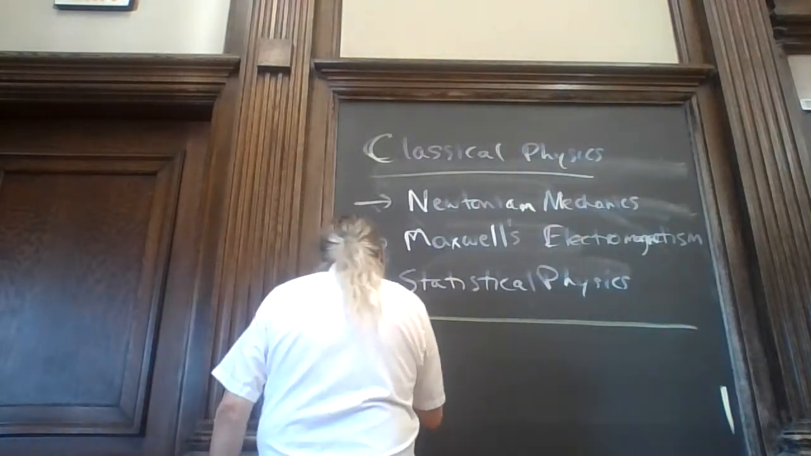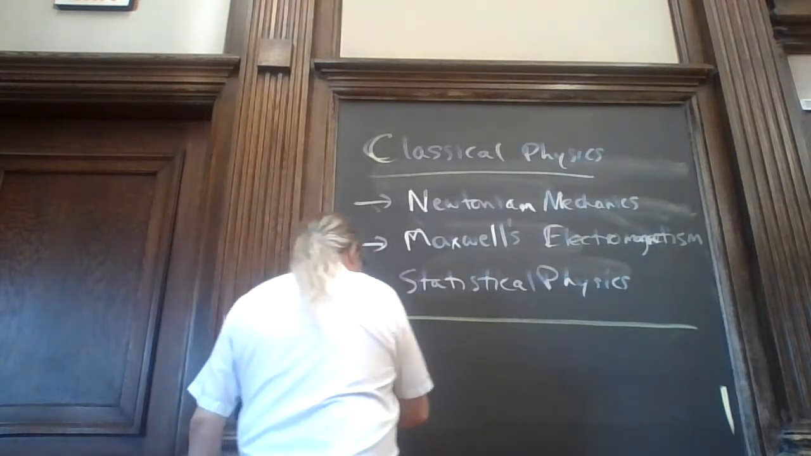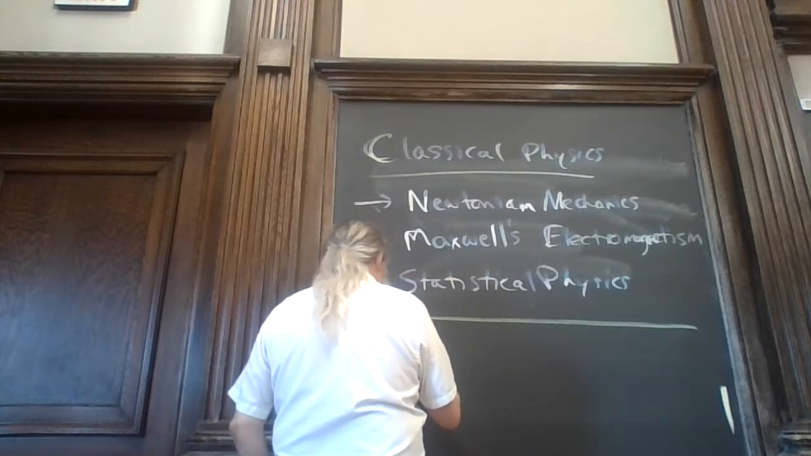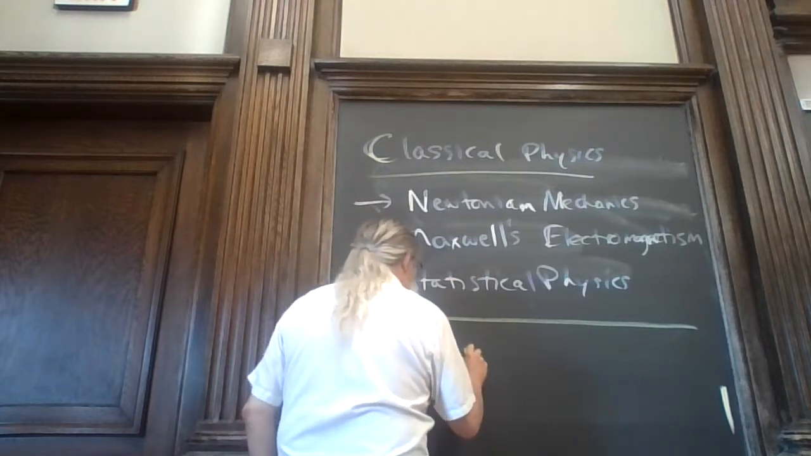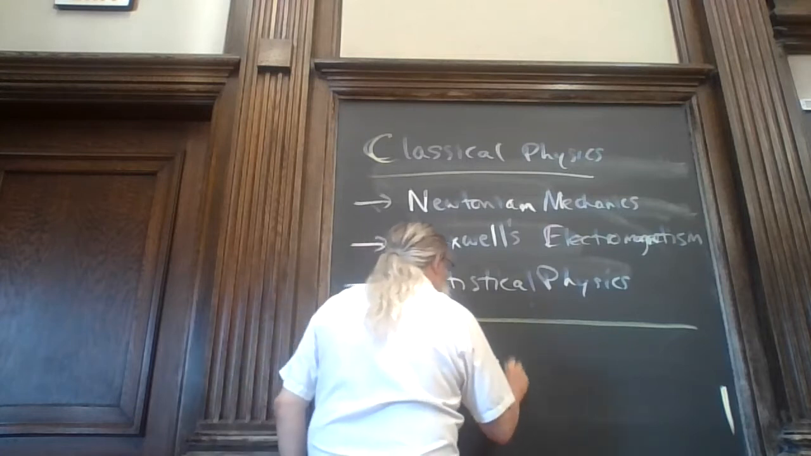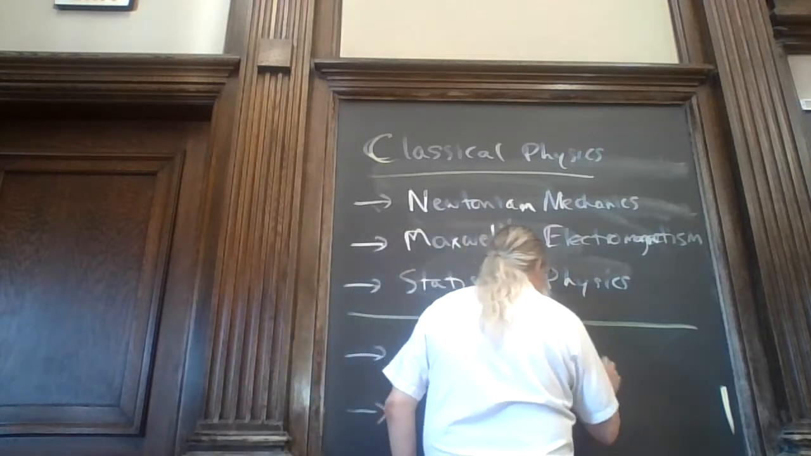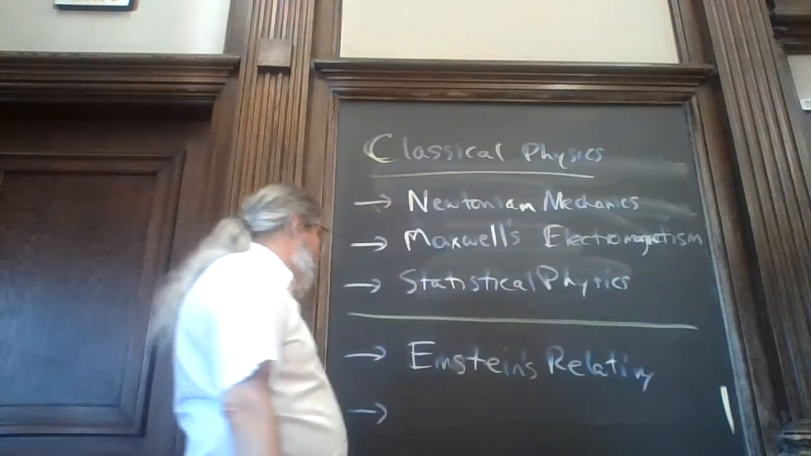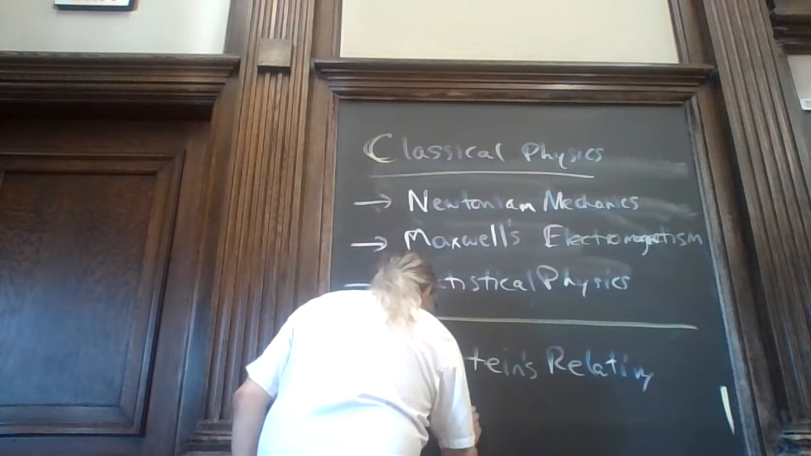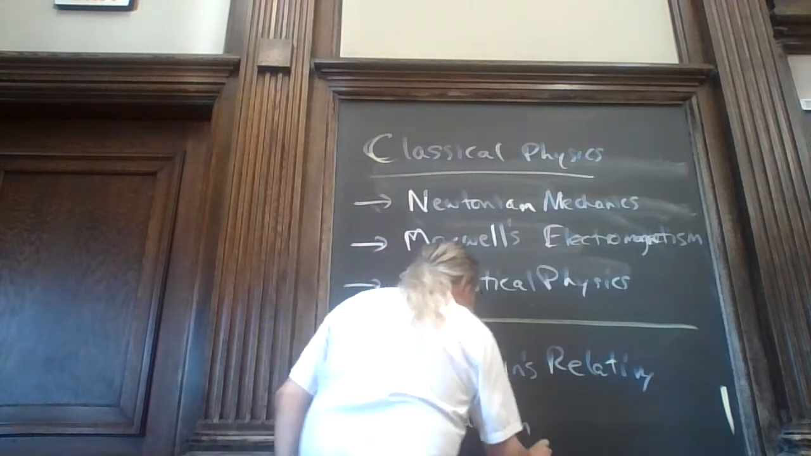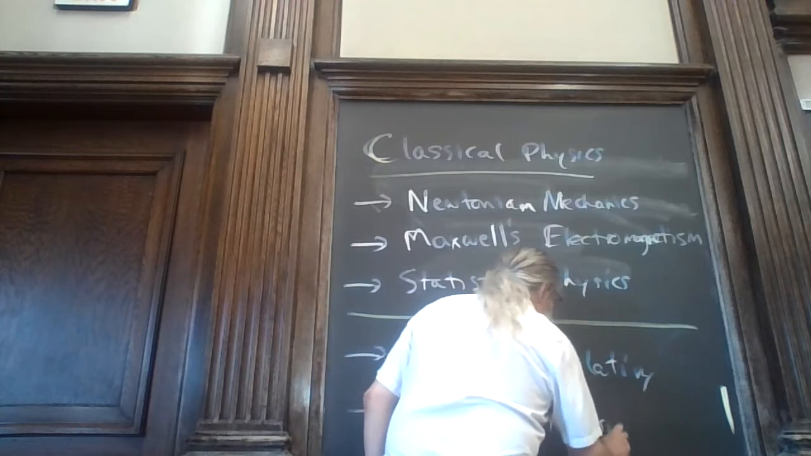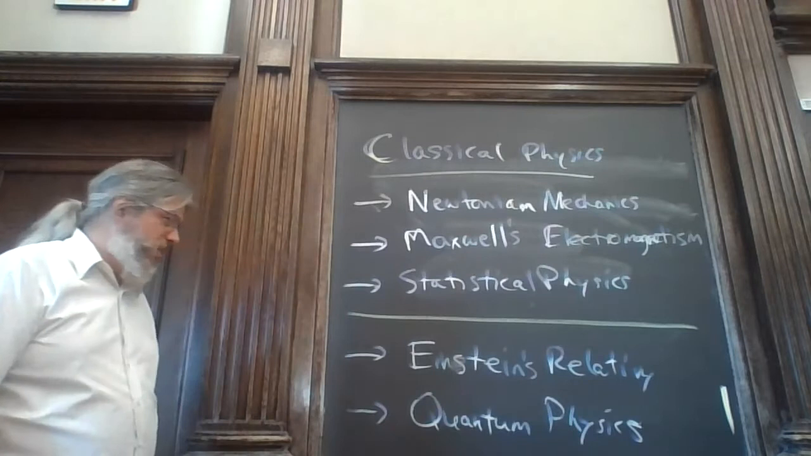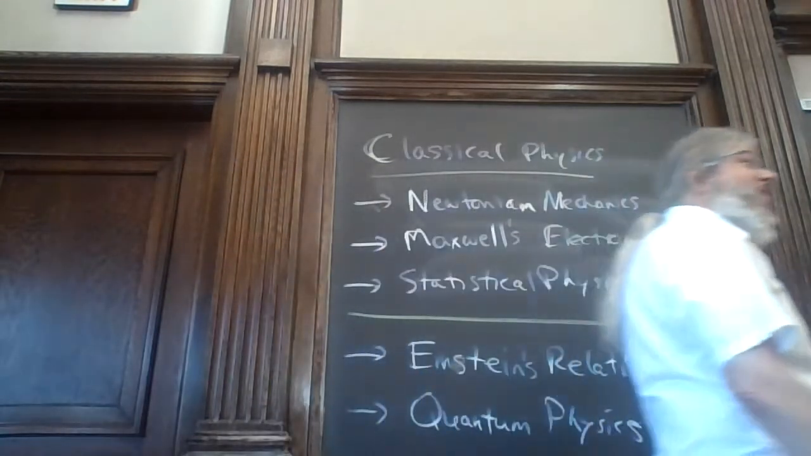Now, when we talk about modern physics, we're basically talking about two things. The first thing is Einstein's relativity. So we're going to start with Einstein's relativity today, and just for the next 2 or 2.5 weeks. And then the other large field that corresponds to the fundamental introduction of modern physics is what we call quantum physics, quantum mechanics, and all of the things that follow.